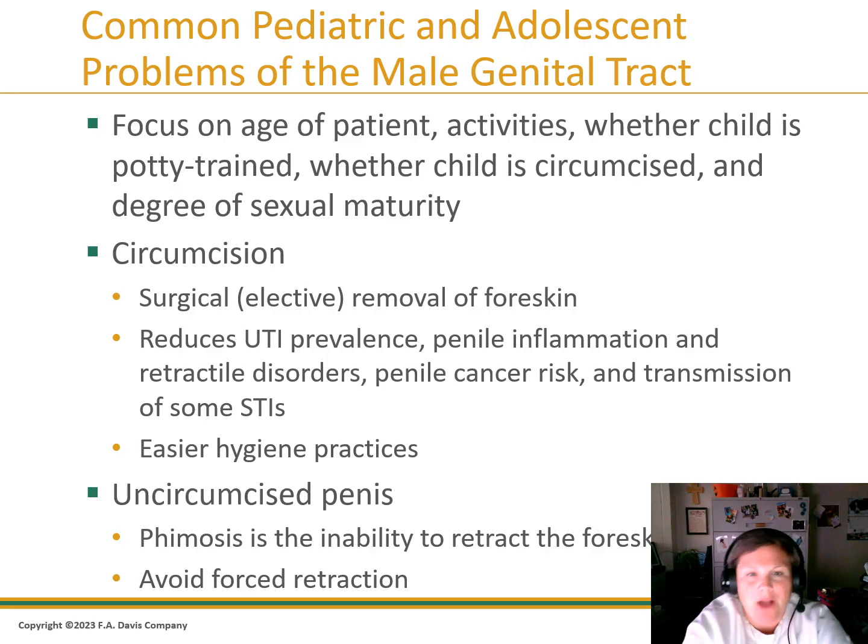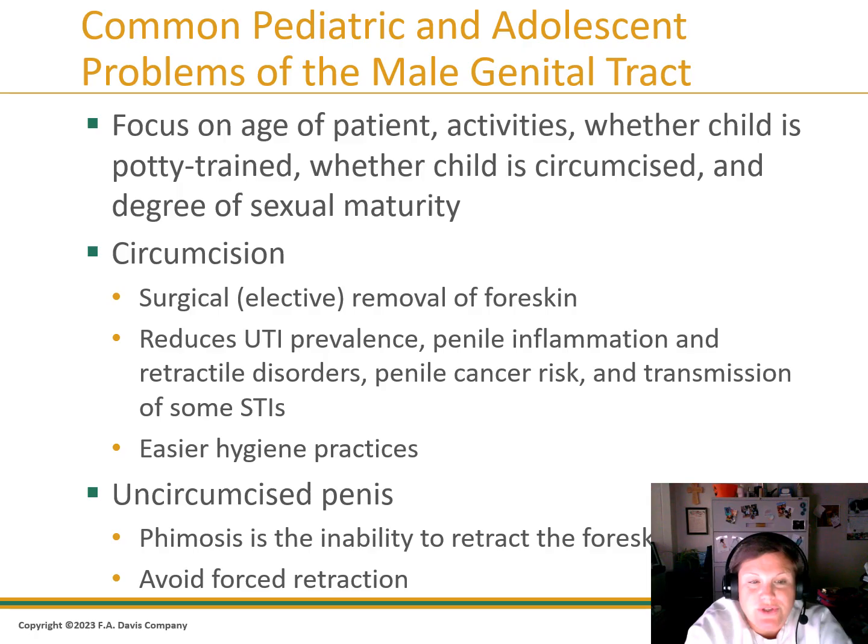So the common problems that we would expect, we need to focus on, just like with the female, what's the age of the child? What activities are they involved in? Are they already potty trained? Was the child circumcised? And to what degree have they experienced sexual maturity? So this is obviously not adolescent based, like this next topic of circumcision. Typically that is performed in the newborn period.